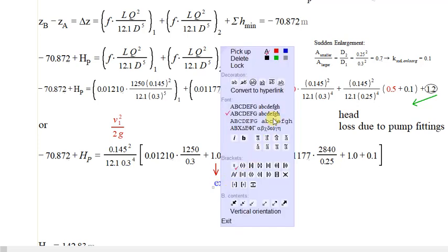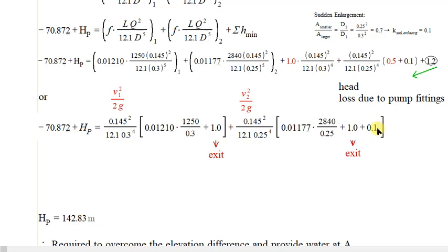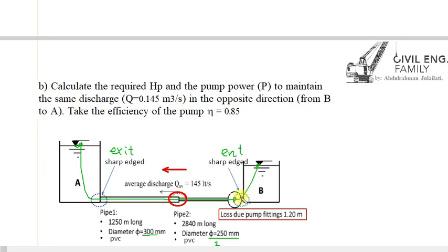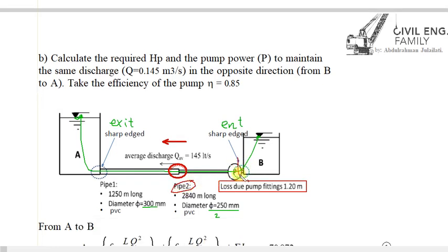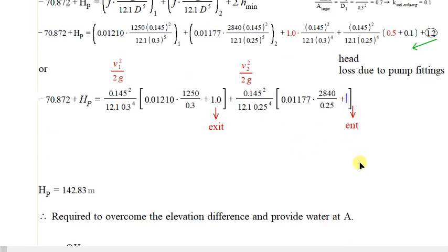Exit, okay. And after that, what do we have? There at the right, we have 0.5. What was it? Here, this is 1. Let's delete this now. Here we should put not exit, it should be entrance. Why entrance? Because here if we check at the pipe 2 properties, here we have an entrance. It is not exit anymore. So I should put the entrance, which was 0.5, because it's sharp edged.